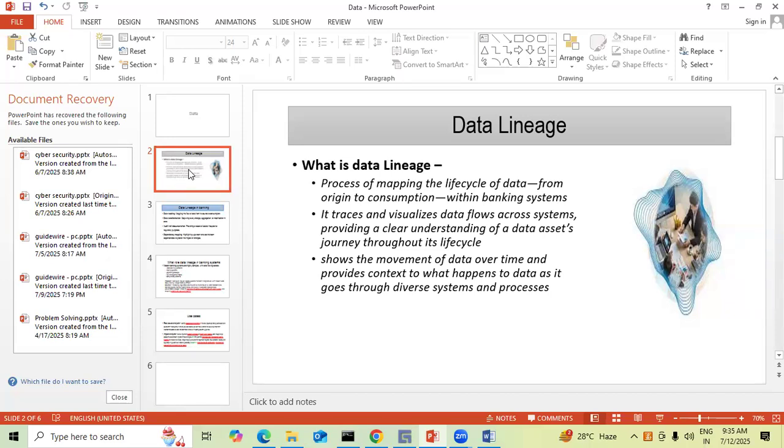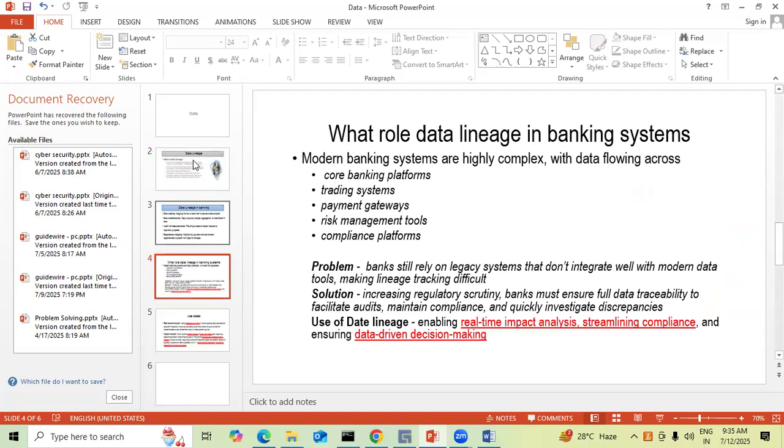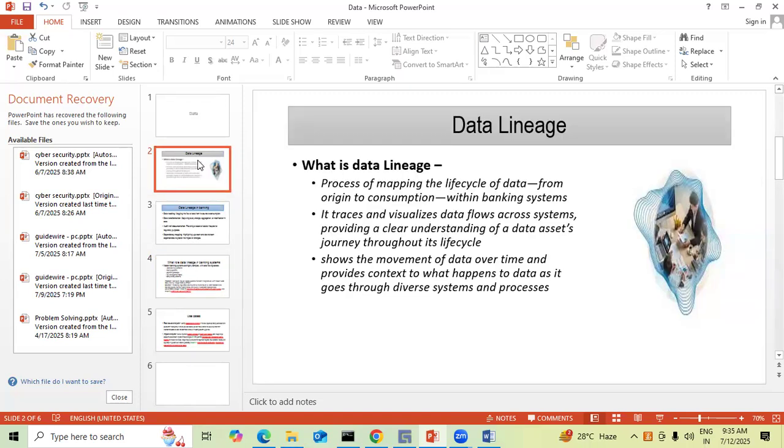So where is data lineage generally used in banking and what purpose does it have? What are the different use cases and what role do we see in the banking systems? That will be discussed in the next session.